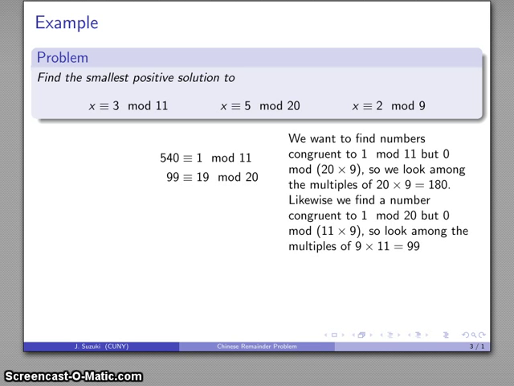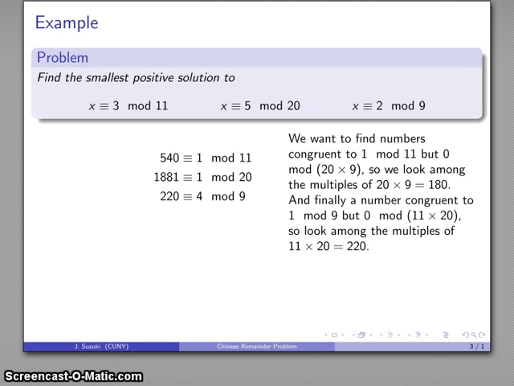Likewise, I'm going to look for a number that's congruent to 1 mod 20, but 0 mod 11, 0 mod 9, so I'm going to look for multiples of 9 times 11, 99, and 99 isn't, but 1,881 is. We can find that by using the Euclidean algorithm or the multiplicative inverse. And finally, I want something that's congruent to 1 mod 9, but 0 mod 11 and 20. And so that's going to be looking among the multiples of 220, and again, 220 is 4 mod 9, 1540 is 1 mod 9.